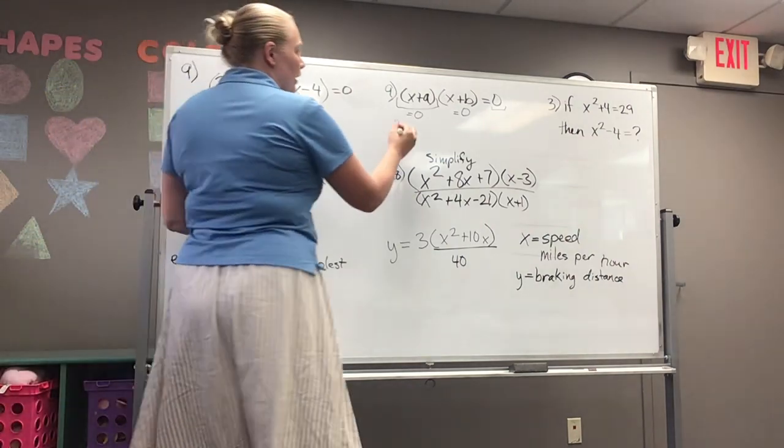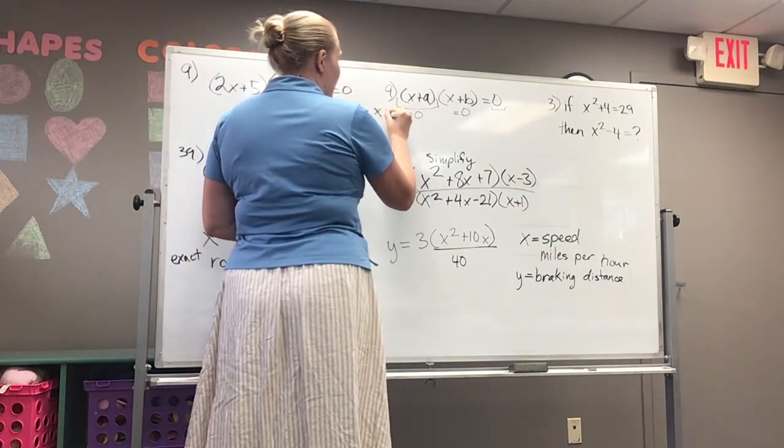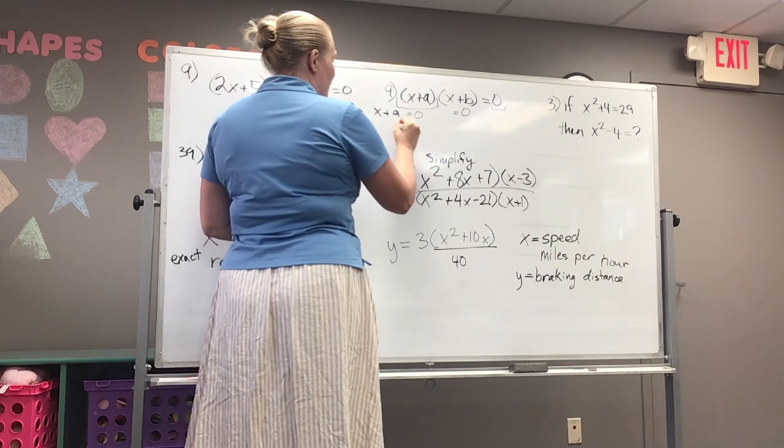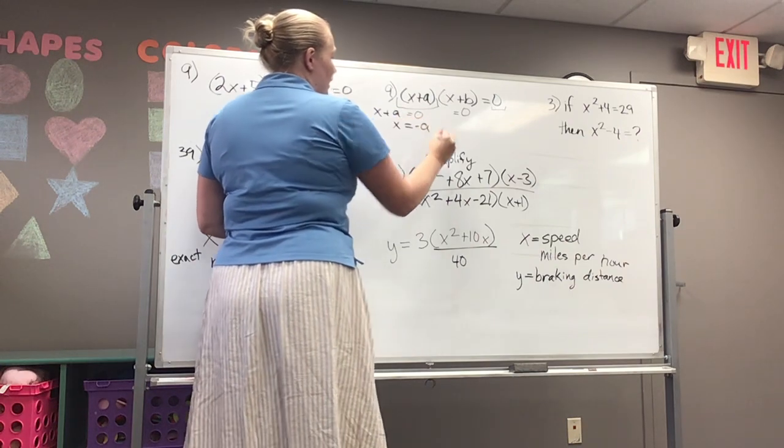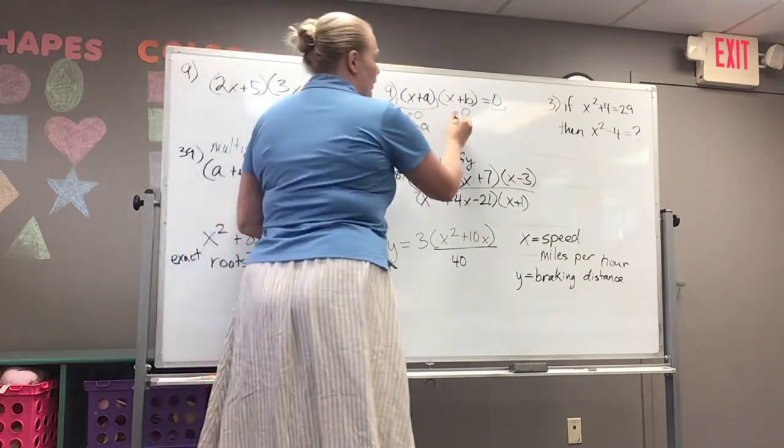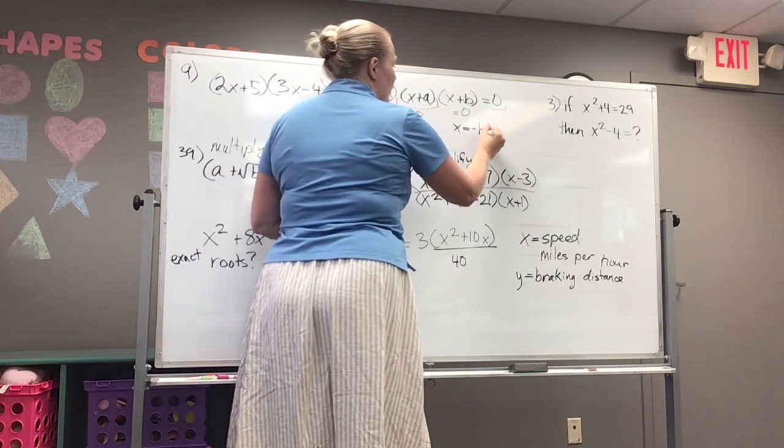It would be the opposite. So you can write it out if you want to and say x plus a equals 0, subtract a from both sides, x equals negative a. And for this one, x equals negative b.